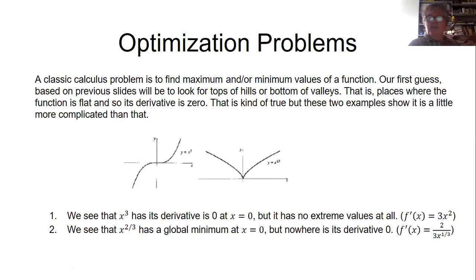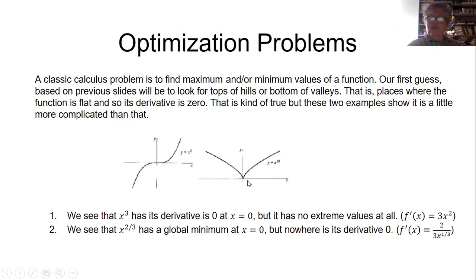That's kind of true, but we have a little bit of technical complications, which the next two examples will show you. The first one here, we've got x cubed. The derivative of x cubed is 3x squared. At 0, the derivative is 0. But you can see that there's no extreme values at all. There's no global max, no global min, no local max, no local min.